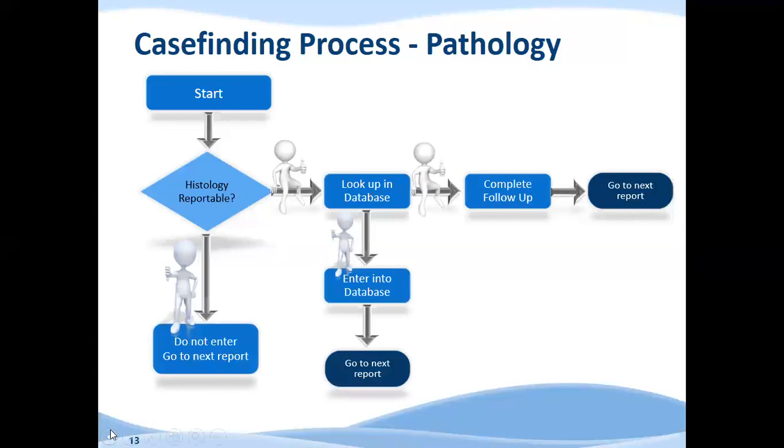So we take the pathology report that's in front of us. First of all, look at the path report to see if this path report has a histology that is reportable. Now remember, if it's a pathology report of a skin excision and it's squamous cell or basal cell of the skin, it's not a reportable histology. So we do not enter that pathology report or even look up that patient in our database. It's not a reportable histology, so you can go ahead and toss that pathology report.